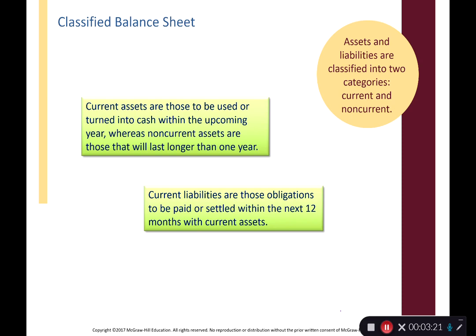When we prepare the financial statements, we could prepare what's usually called a classified balance sheet. We went over this before, but that's when we break up our assets into current and long-term. Current assets are the ones that are going to be turned into cash or used up within a year, non-current more than a year, and we do the same with our liabilities. Current liabilities are obligations to be paid within the next 12 months, and then long-term would be more than 12 months.